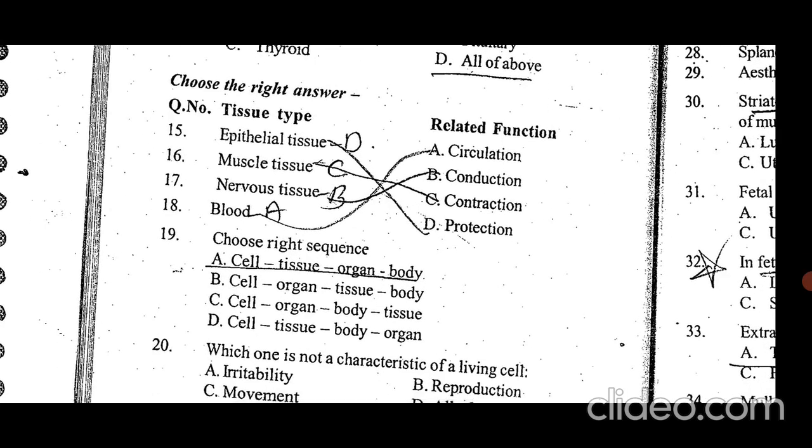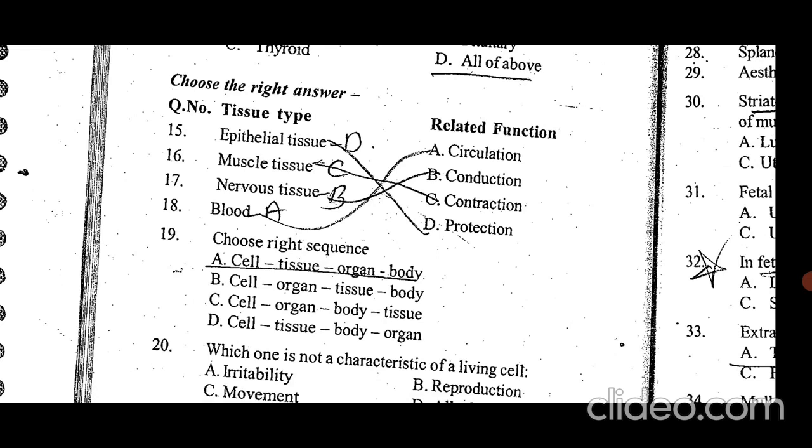Choose the right answer. Epithelium is for protection. Epithelium protects. Muscular tissue contracts. Nervous tissue conducts. Muscle contracts. Epithelium protects. And blood is for circulation.